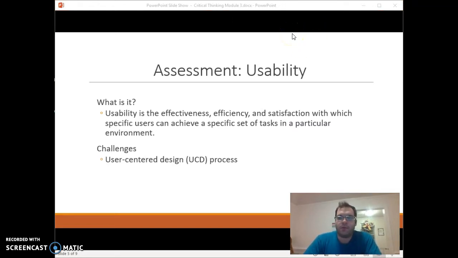Usability is the effectiveness, efficiency, and satisfaction with which specific users can achieve a specific set of tasks in a particular environment. One reason EHR usability may be poor is because of the user-centered design and the way it is implemented into the EHR. User-centered design is defined as any approach to design that integrates extensive information about the people who will use the product into each stage of the design process.